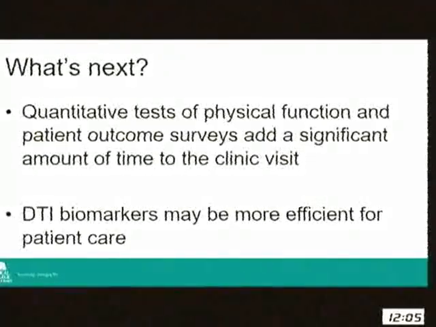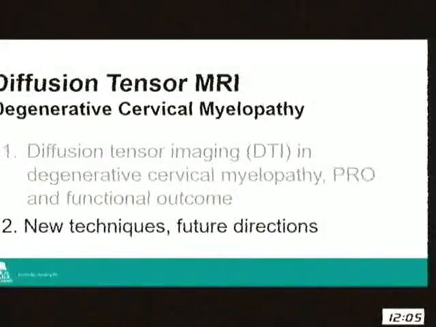So what's next? The quantitative tests of physical function and these patient outcome surveys really add a significant amount of time to a clinic visit, and they're not practical to do in your everyday office. So DTI biomarkers may be more efficient for patient care. So there are some new techniques and future directions that may help us use DTI in the office setting.